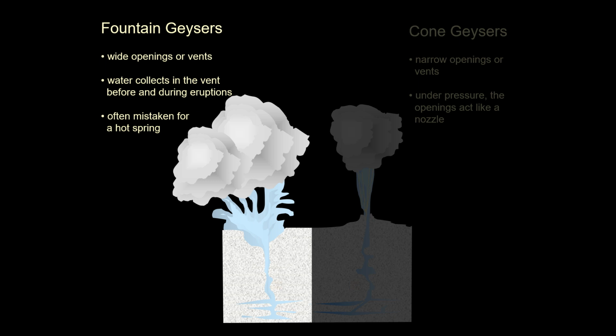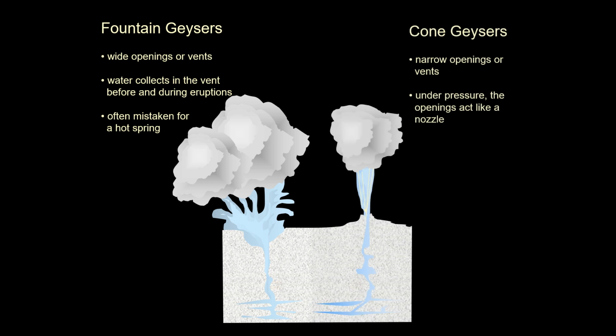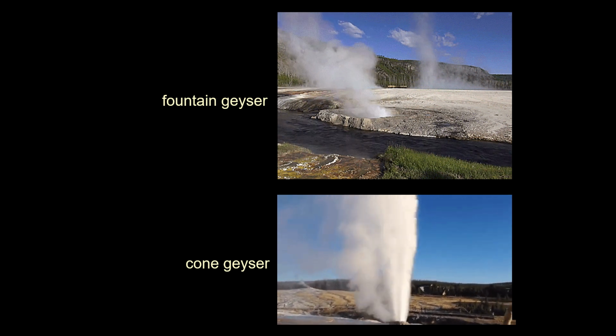And I'll show you some examples of fountain geysers so you can see the difference between fountain geysers and the other type of geyser I want to mention. That's the cone geyser, and this is the one that has a narrow opening or vent, and they operate under pressure, and they look like the nozzle of a fire hose when they go off. So Old Faithful would fall in this category of cone geyser.